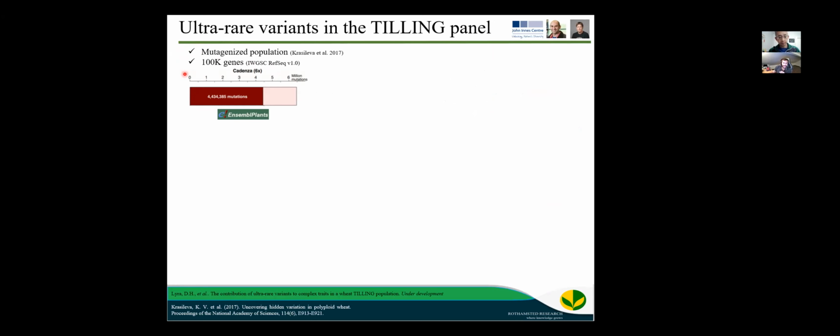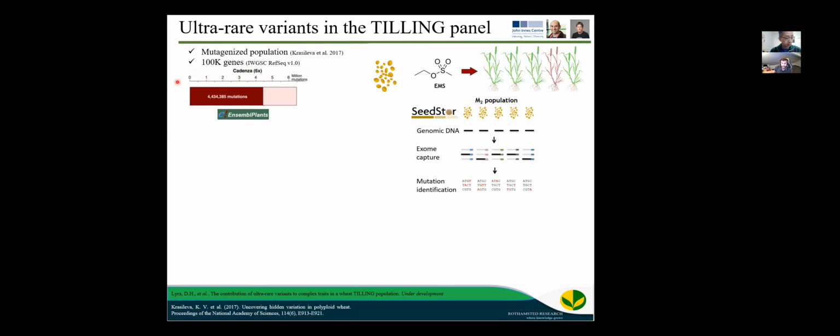Tilling population is a mutagenized population. We had around 100,000 genes. All of this information is available in sample plants, and for Cadenza, the hexaploid, we have around 4 million mutations. I will not explain all of the methodology, but it is just to apply a chemical inducer to generate the mutation. It's not random. It's more on A to G, adenine to guanine mutations.